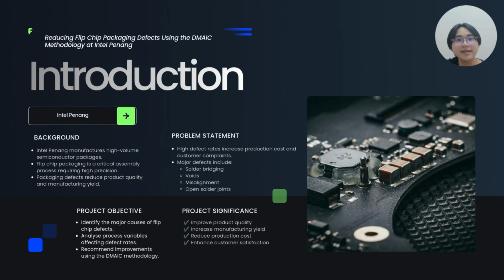Good day everyone. This project focuses on reducing flip chip packaging defects using the DMAIC methodology at Intel's Penang. Flip chip packaging is one of the most critical processes in semiconductor manufacturing because it directly affects product reliability and production yield. However, packaging defects such as solder bridging, die misalignment, and open solder joint still occur and contribute to higher production costs and customer dissatisfaction.